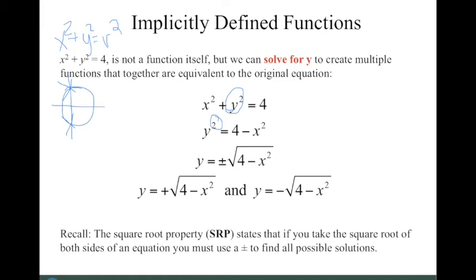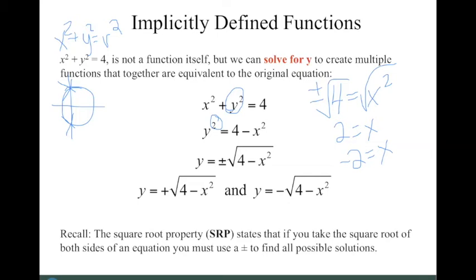Why is that? Well, if I have, for example, 4 equals x squared, then I might be tempted to just say, okay, square root of both sides, 2 equals x. But is that the only value that I could have squared to get 4? No, I actually could have taken -2 and squared it. -2 squared is also 4. So the square root property says anytime we take the square root of both sides, we need a plus or minus.